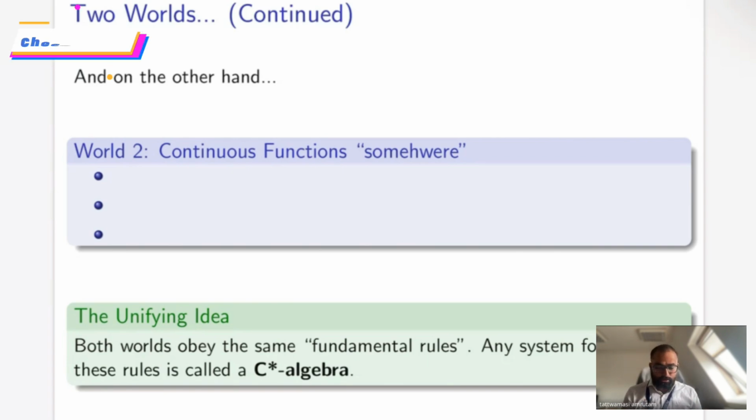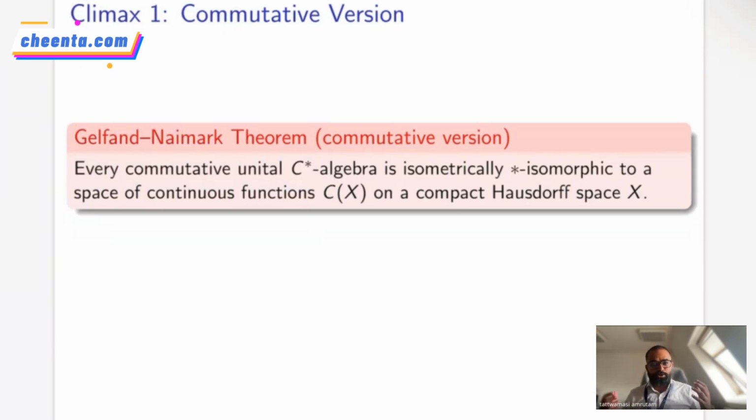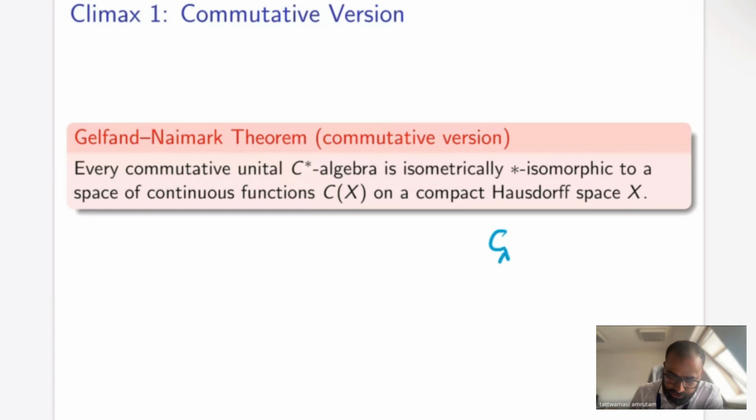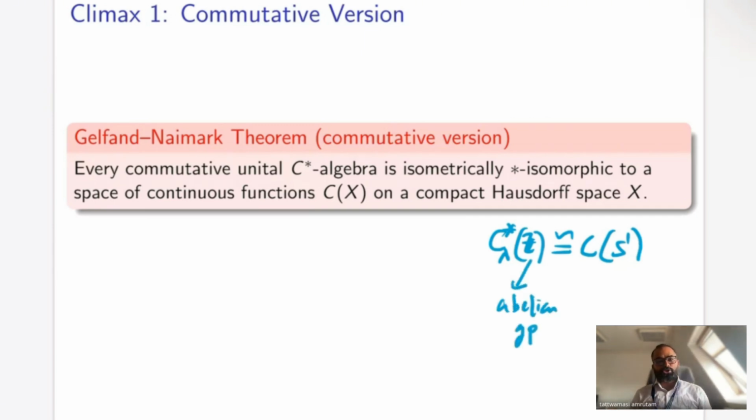And then all of this is going to be put together in the course in one climax. The climax is one for the commutative version, which basically says that if you take a commutative unital C-star algebra, no matter what it is, it is going to be identified as continuous functions on some compact Hausdorff space X, like we saw. C*_λ(G) was isomorphic to the continuous functions on the circle. The key point, like I mentioned, was that this is an abelian group, so this was commutative. Therefore, it was continuous functions on some space.